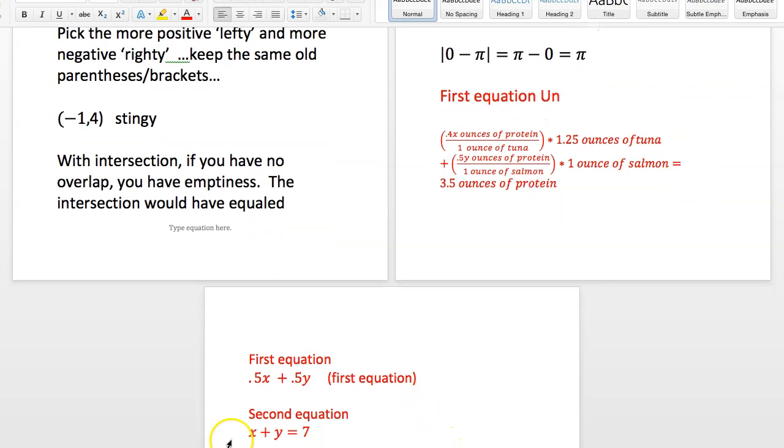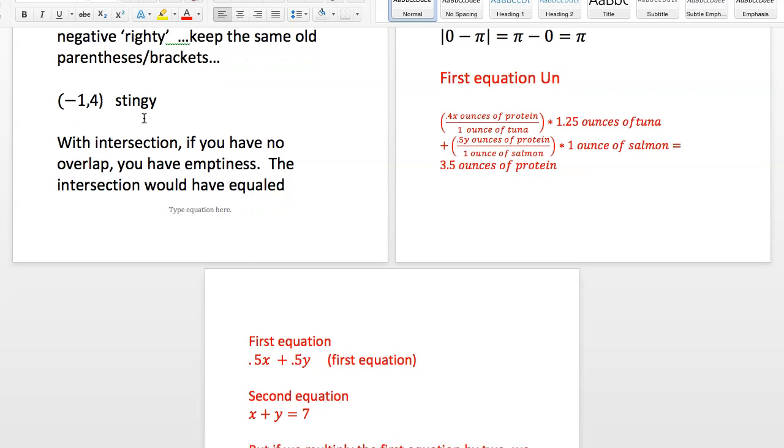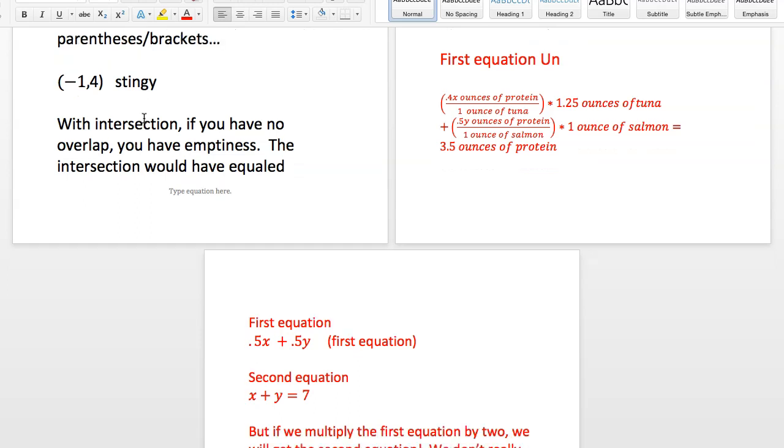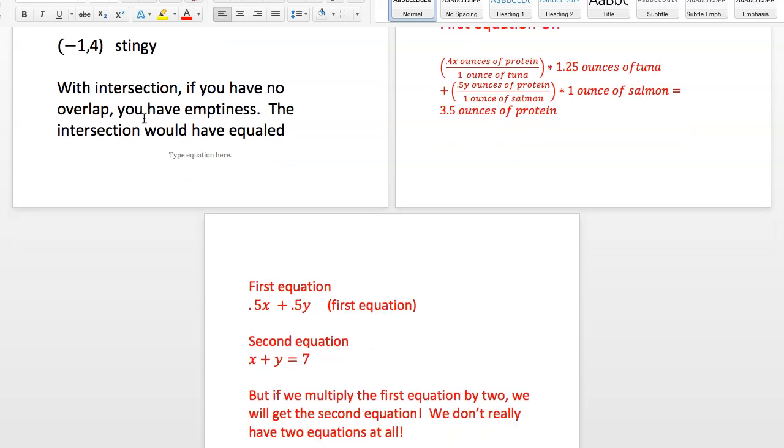But hey guys, look there. If you multiply the first equation by 2, like from the last video, we will get the second equation. We don't really have 2 equations at all. Not at all, right? We have these 2. It's x plus y equals 7.